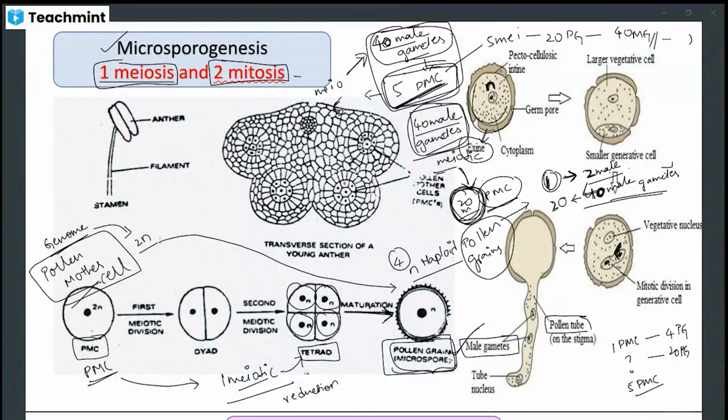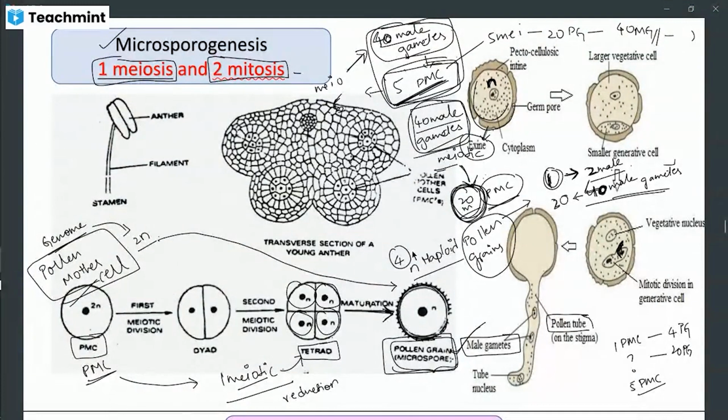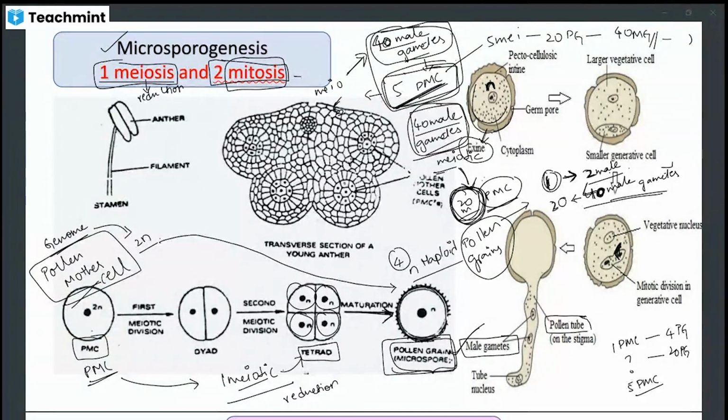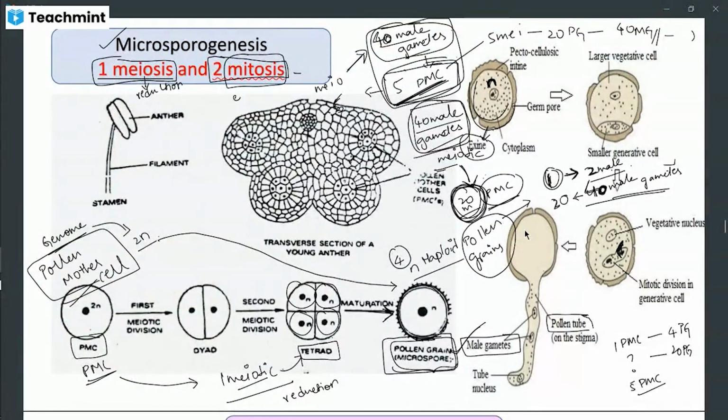Right. So hope everyone is clear about these divisions. See, these questions are very common in JRF. So microsporogenesis requires one meiotic division plus two mitotic divisions. And they may also confuse you by giving the term meiosis as the reduction division. And what do you call mitosis? Which division is it? Equational division. Yeah, equational division.